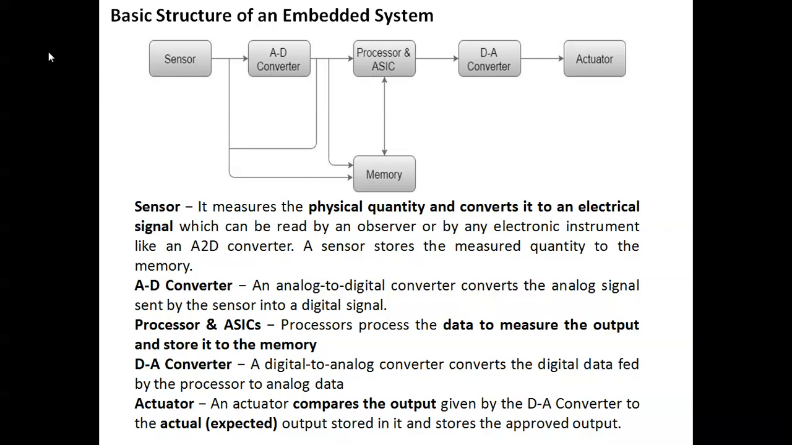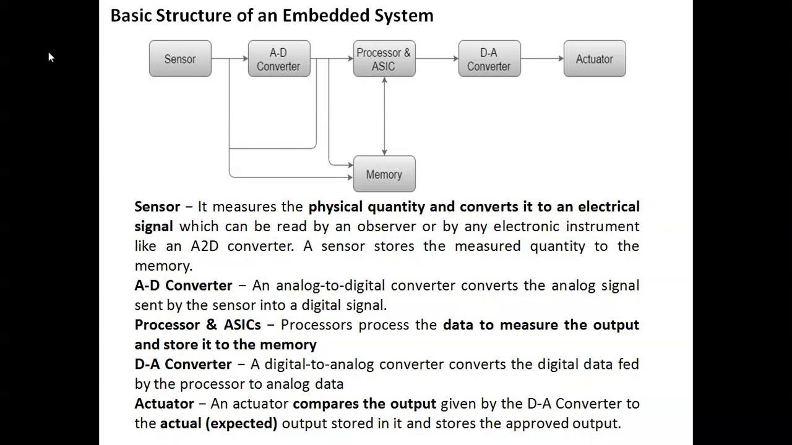Sensor. A sensor measures a physical quantity and converts it into an electrical signal. So that is called a sensor. The electronic instrument, analog to digital converter, a sensor stores the measured quantity to the memory. Then analog to digital converter.